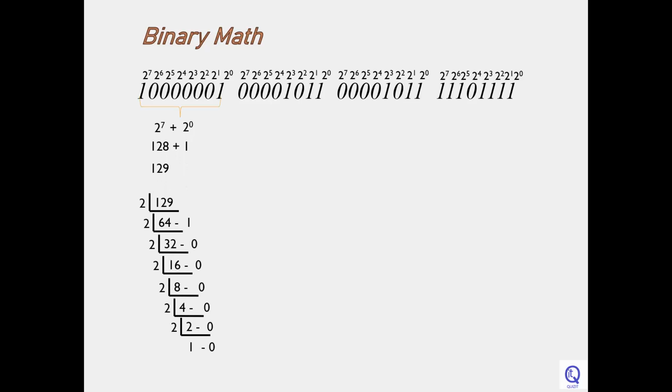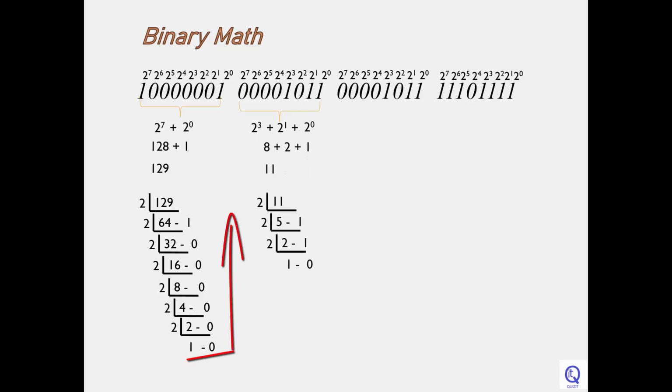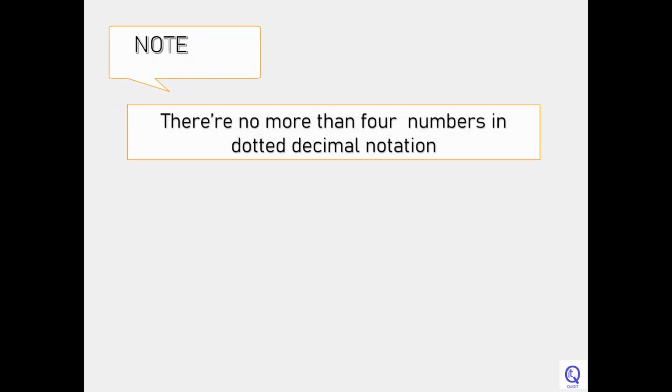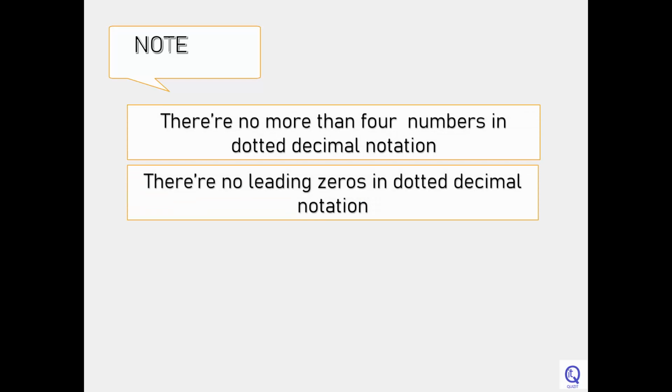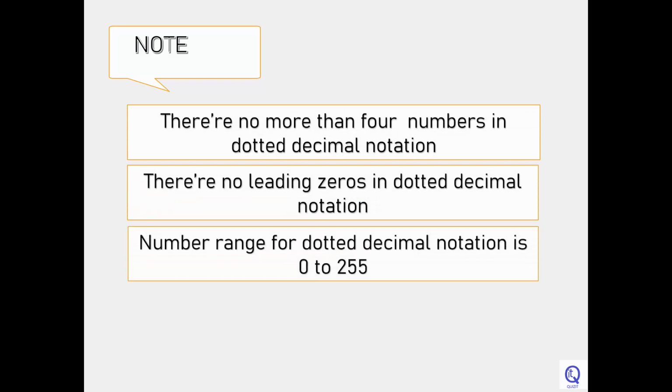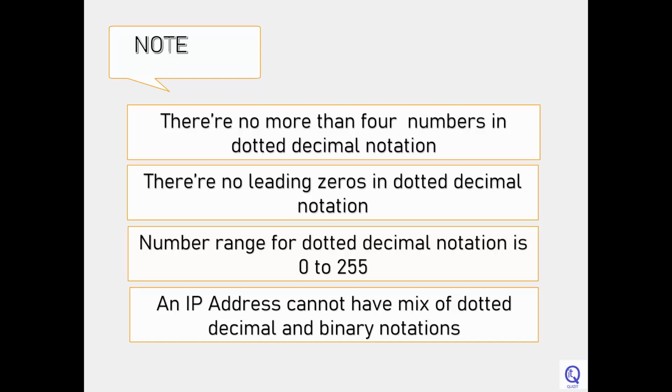To convert a decimal value into its binary form, you divide the decimal value by 2 and consider the remainder. In these calculations, the remainder is taken from bottom to top. Therefore, for a given IP address, there are no more than 4 numbers in dotted decimal notation. There are no leading zeros. The number range for dotted decimal notation is 0 to 255. An IP address cannot have a mix of dotted decimal and binary notations.